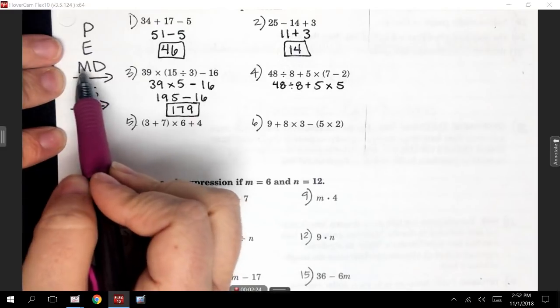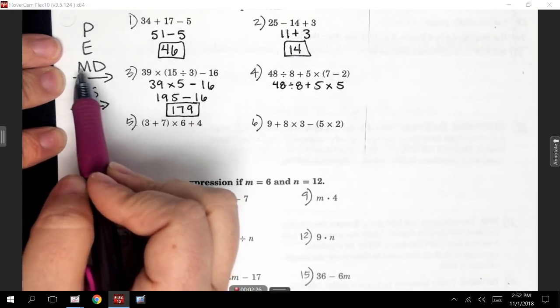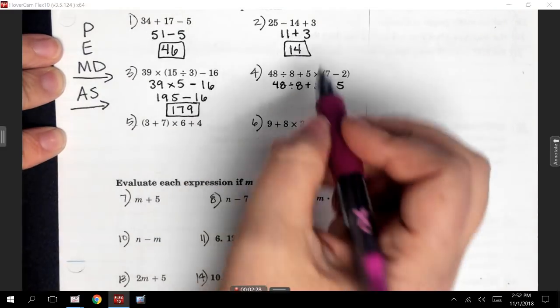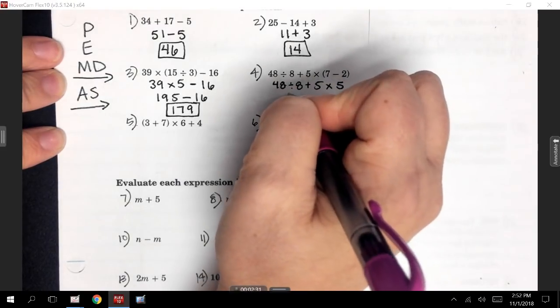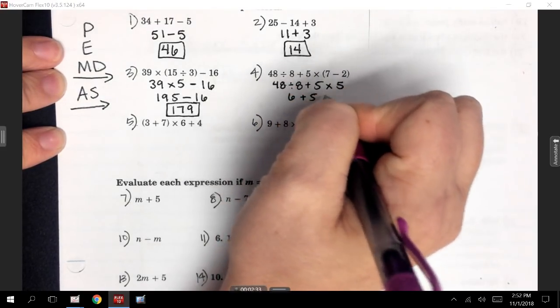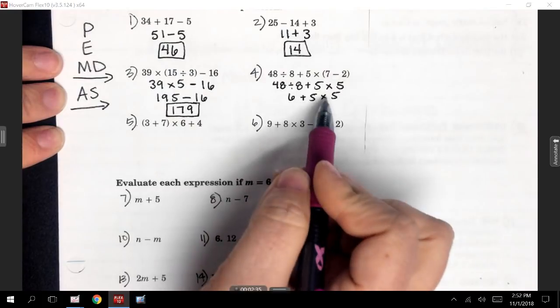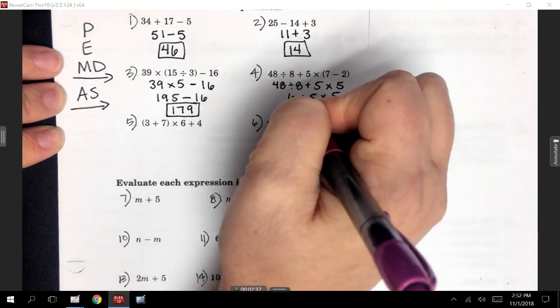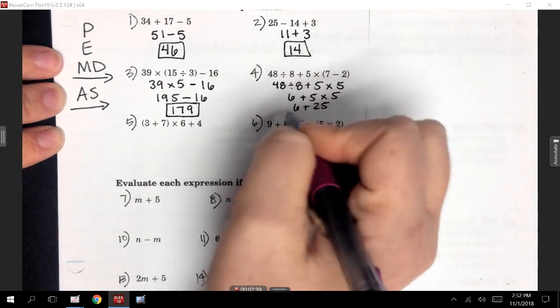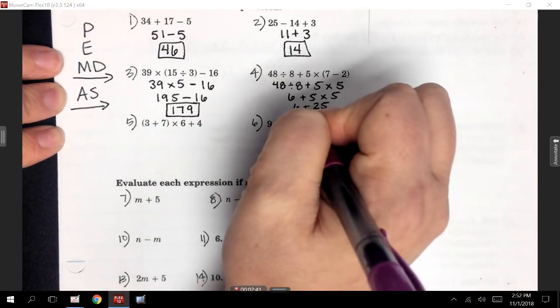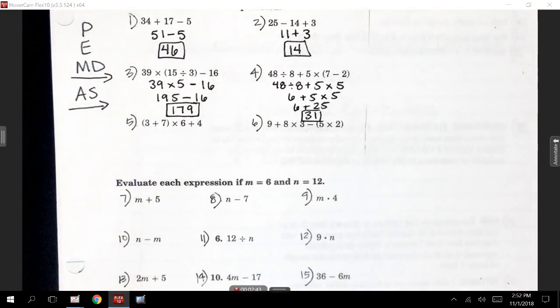That MD for multiply, divide is together. So I'm going to do the one that comes first in the problem. So that's 48 divided by 8, which gives me 6, plus 5 times 5. Now I can do my multiplication. So I get 6 plus 25, and then 6 plus 25 is 31. Okay, kind of squeezing that in there.